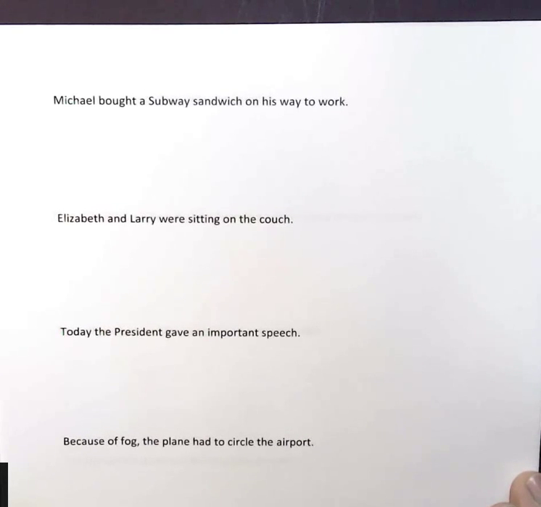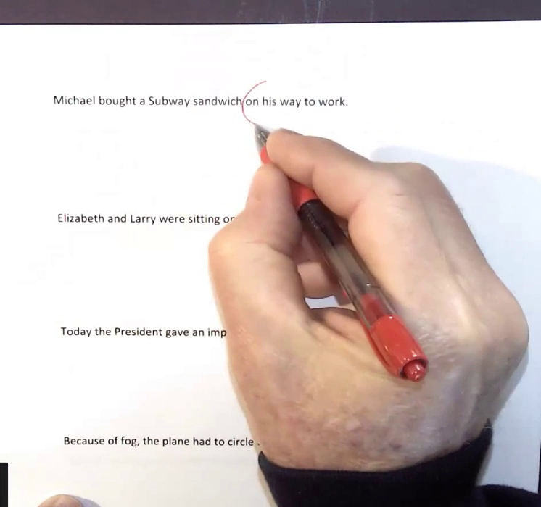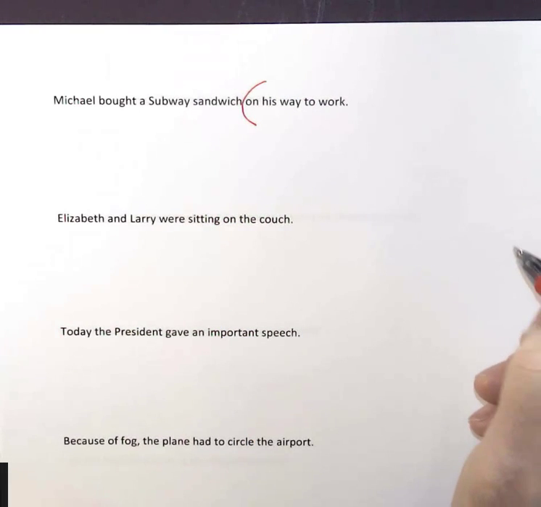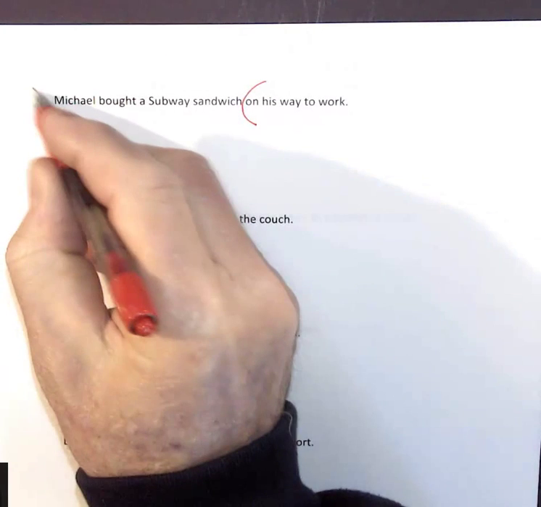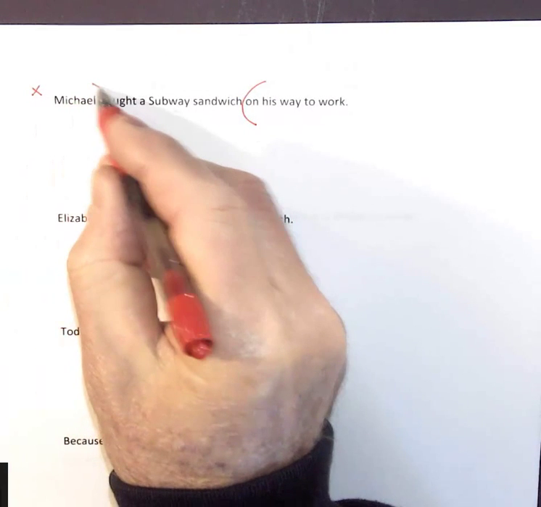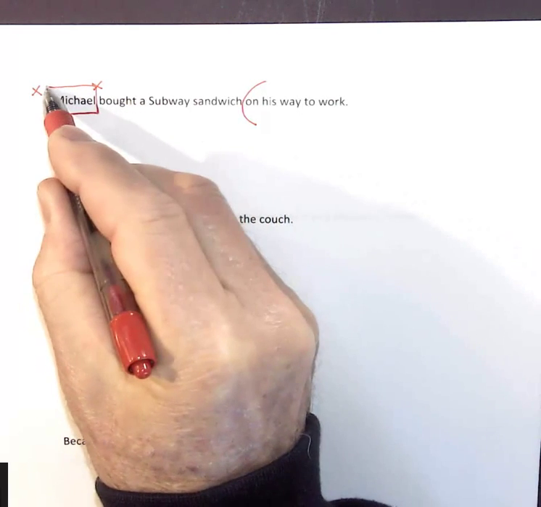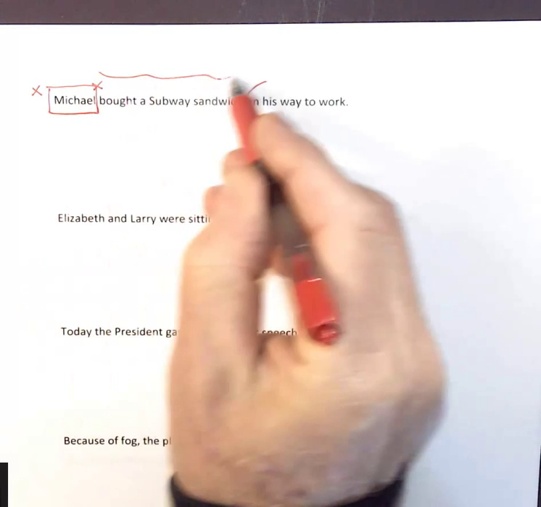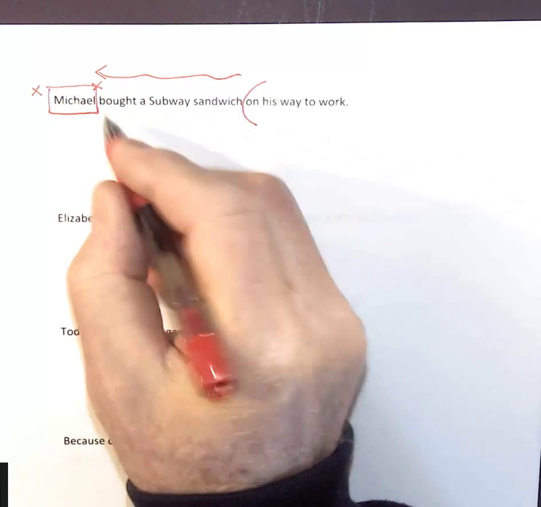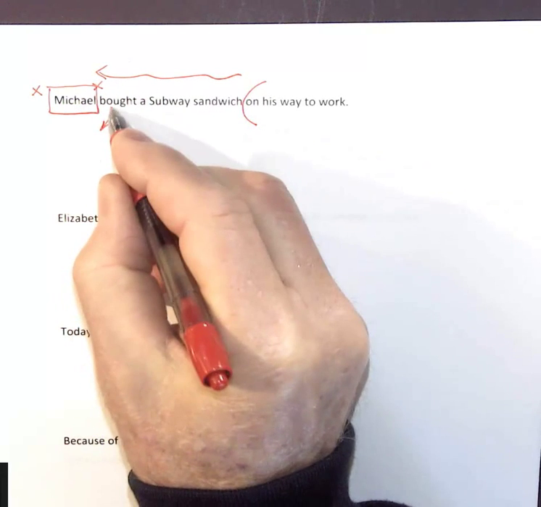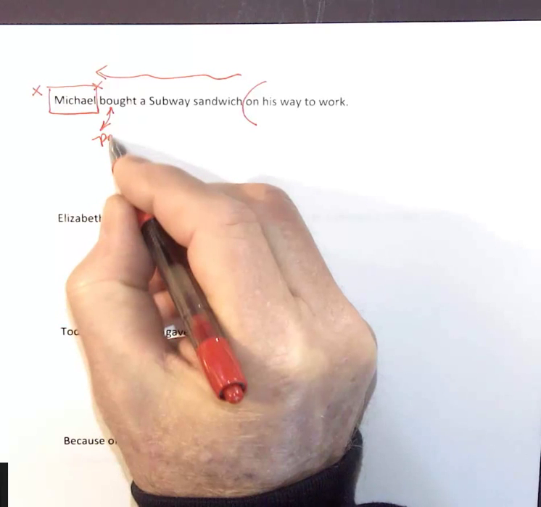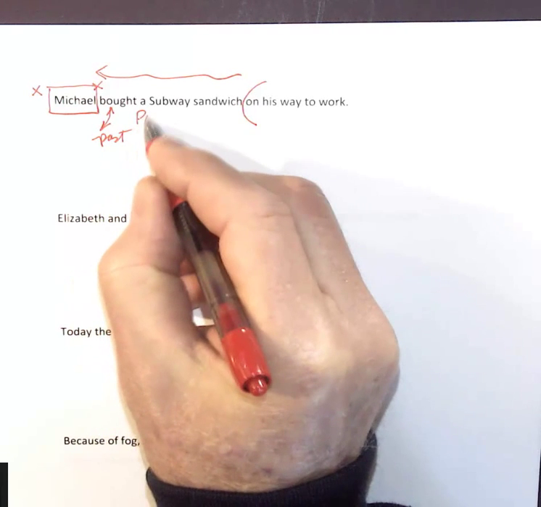Michael bought a Subway sandwich on his way to work. On his way to work, Michael bought a Subway sandwich. Shifter. Did Michael? Michael did not. Michael is the subject. The predicate. Bought ties with the past. Past form.